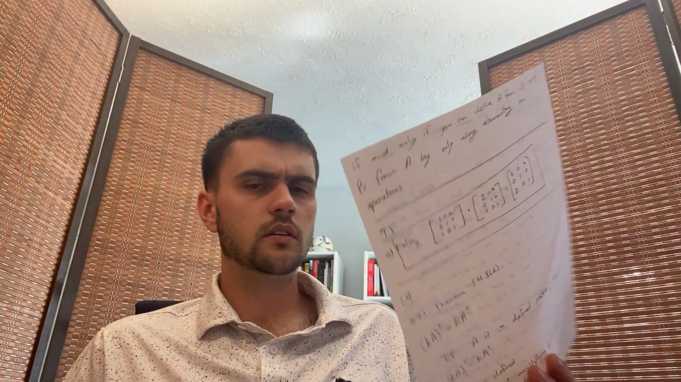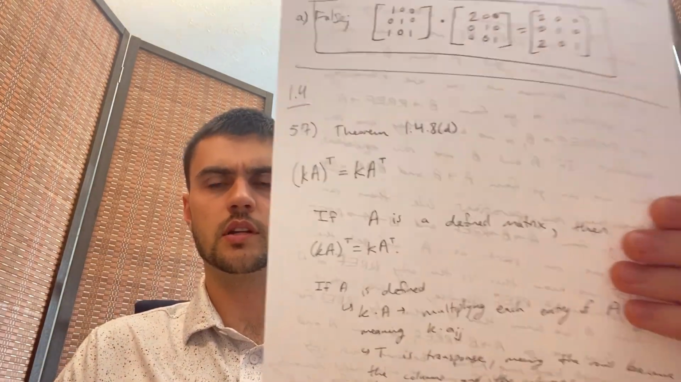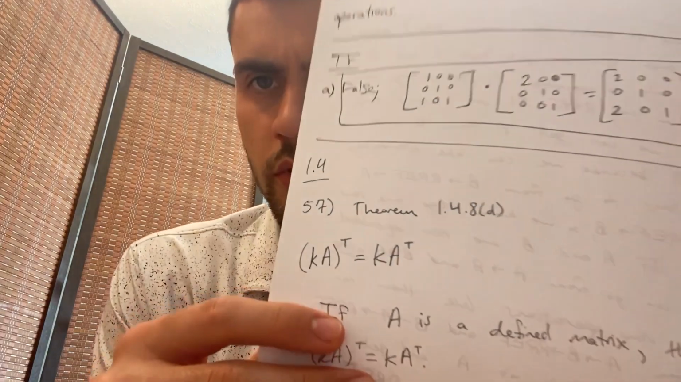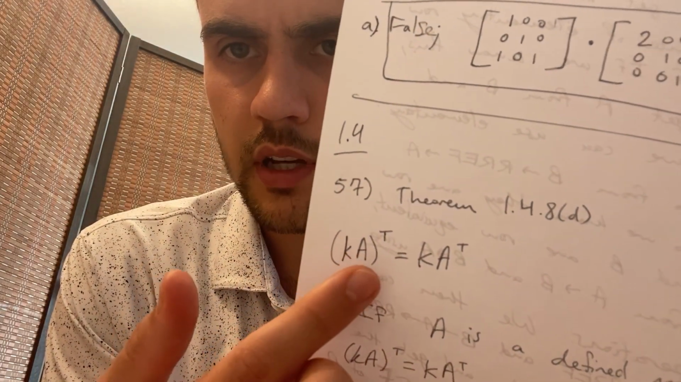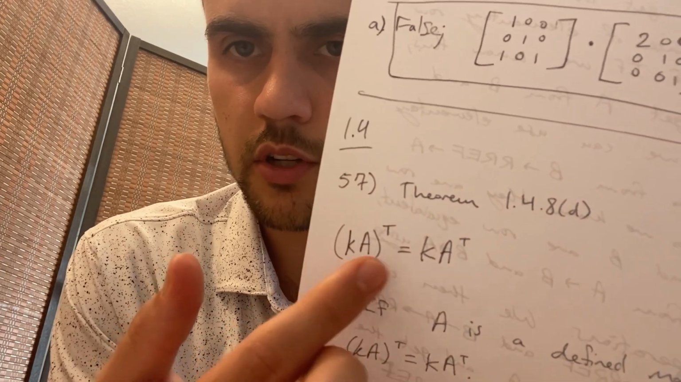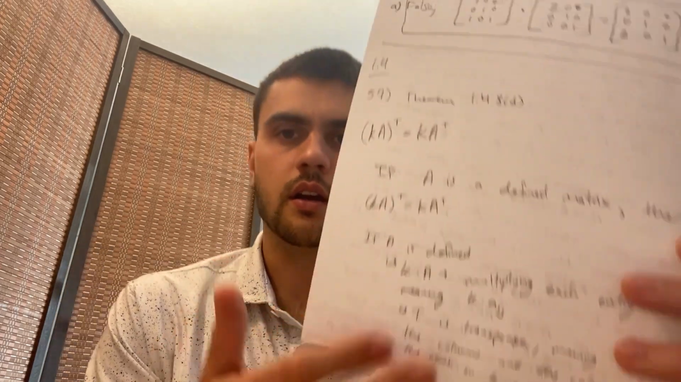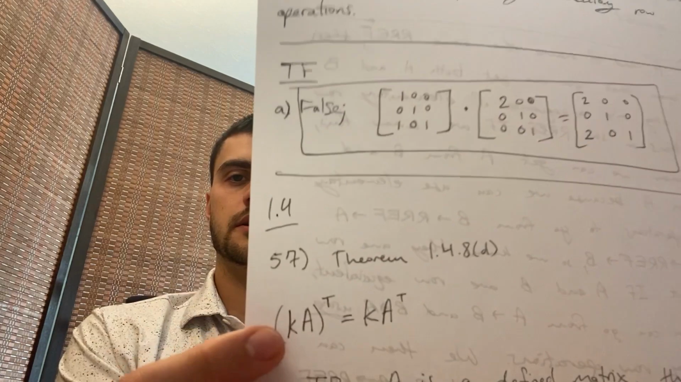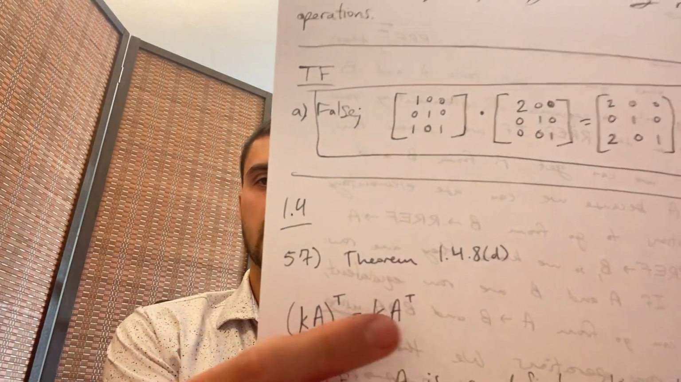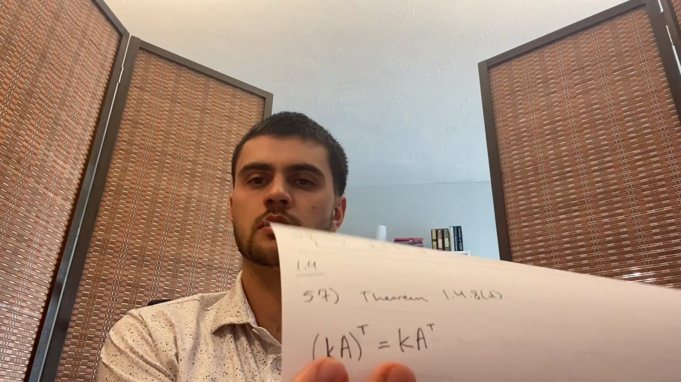All right, so I actually just happened to get a random review question that I'm doing, and it's another proof. So this time we're proving that the transpose of the resulting matrix of K times A is equal to K times the transpose of A. This is almost self-explanatory, but basically, K is a scalar, A is a matrix, and the power of T is transpose.